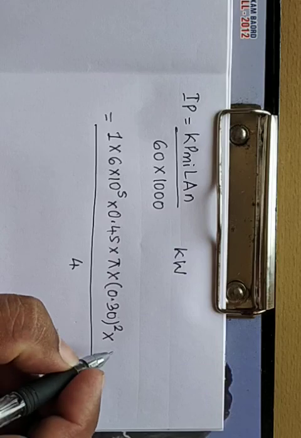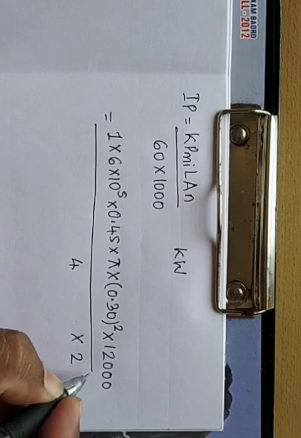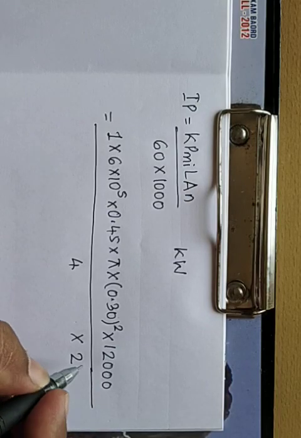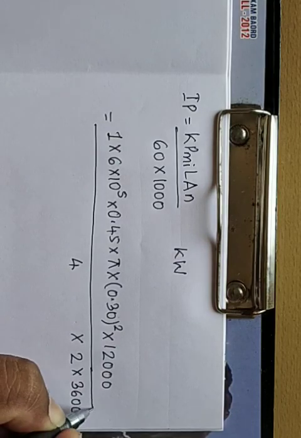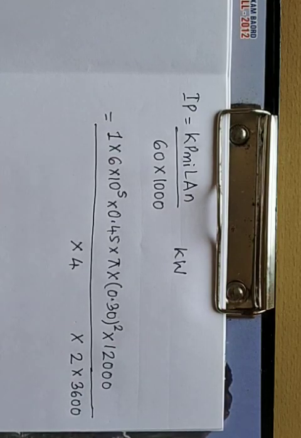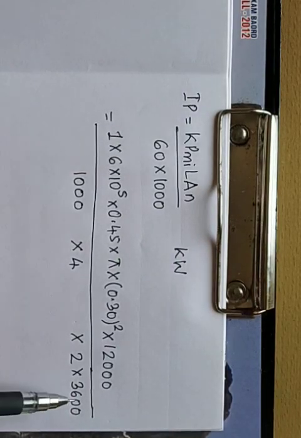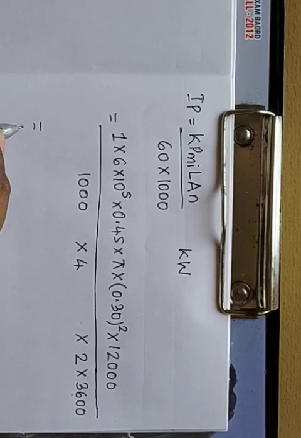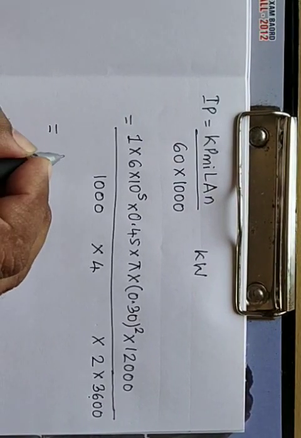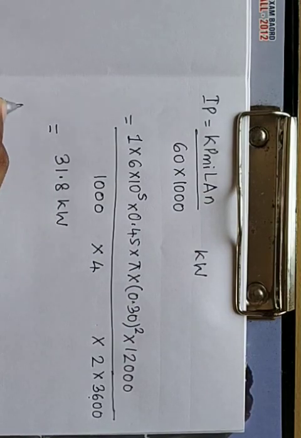N is, the RPM is 12,000 divided by 2, and this is for 1 hour. So divided by 3600 into 1000. So 60 into 60, directly I have written it as 3600. So find out the value of IP. So you will get the value of IP as 31.8 kilowatt. Then find out BP.